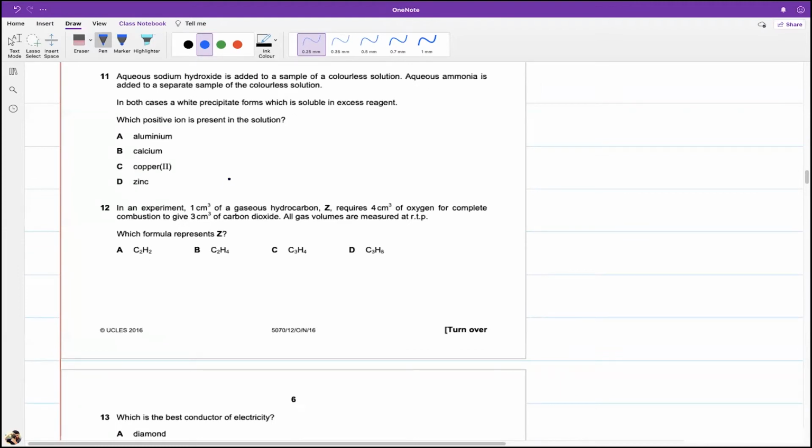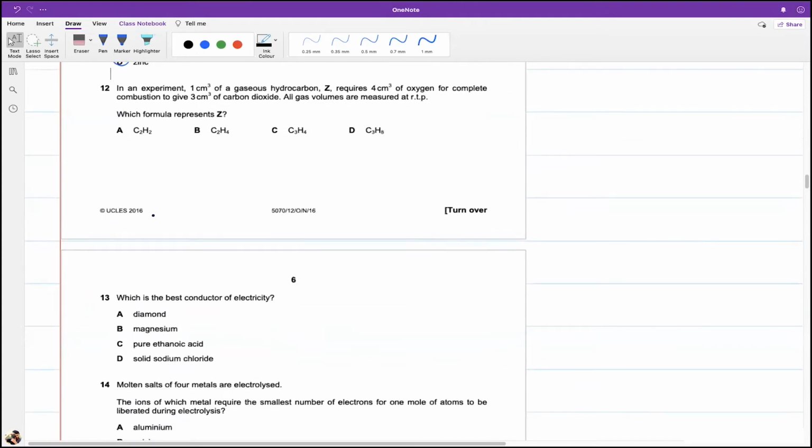Aqueous sodium hydroxide is added to a sample of colorless solution. That means no transition metal, so that leaves out copper too. Aqueous ammonia is added to a separate sample of colorless solution. ठीक है? In both cases, a white precipitate forms which is soluble. Both cases में तो वो zinc है. Zinc is the one that dissolves in both the white precipitate that it forms. तो ये zinc है. वैसे precipitate किसका होता है? ये precipitate उस metal के hydroxide का होता है जब हम cations को test करते हैं. So it is zinc hydroxide that dissolves in excess, not just zinc. ठीक है? And this indicates that you have zinc in it.